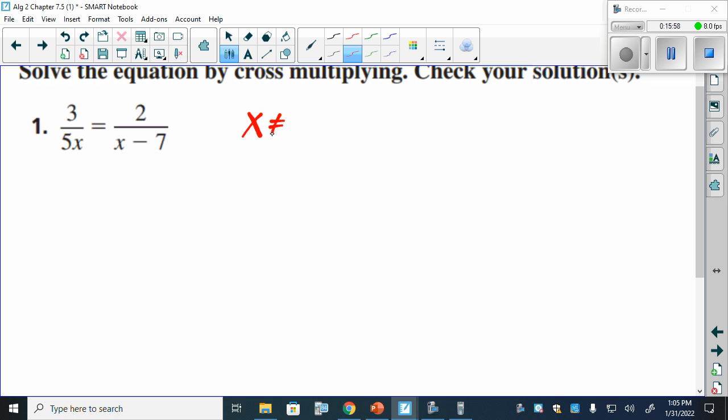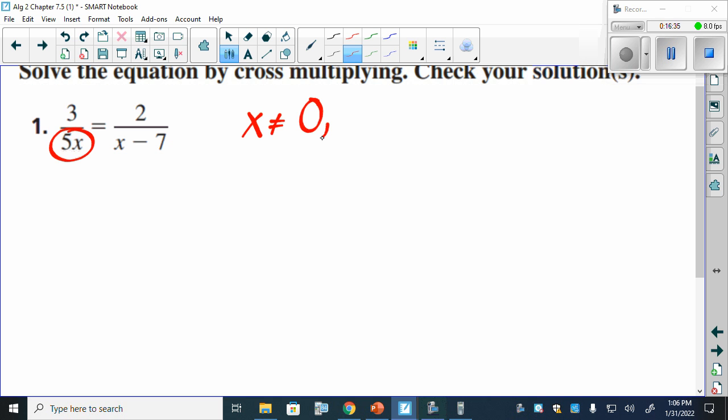So let's look at this next one here. Now, if we're looking at the restrictions, we're wanting to see what is going to make the denominators 0. What value of x would make the denominator 0? Well, for 5x, it would be what? Zero. So here it would be 0 because we have 5 times x. We don't have anything else there, so what times 5 would be 0? Well, 0.